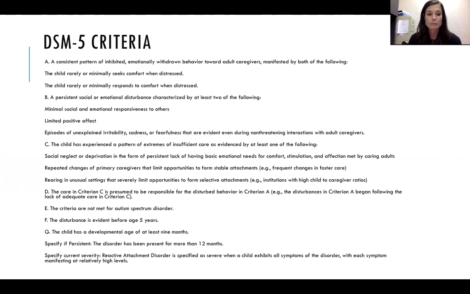And you're going to specify if it's persistent and the disorder has been present for more than 12 months, or current severity. So reactive attachment disorder is specified as severe when a child exhibits all symptoms of the disorder, with each symptom manifesting at high levels.